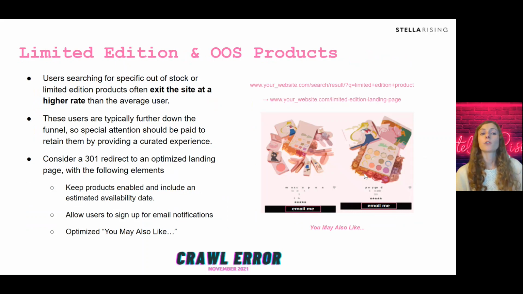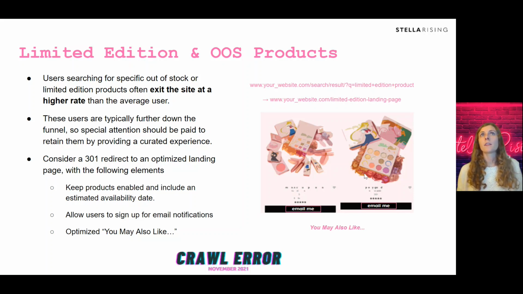But back to interpreting our site search data, one of the other things to look for that commonly appears are high exit rates for limited edition products and out of stock products. So ultimately, what is typically happening is you've hidden this content or you've buried it at the bottom of your search result pages, which makes sense because you don't want to serve someone out of stock content.